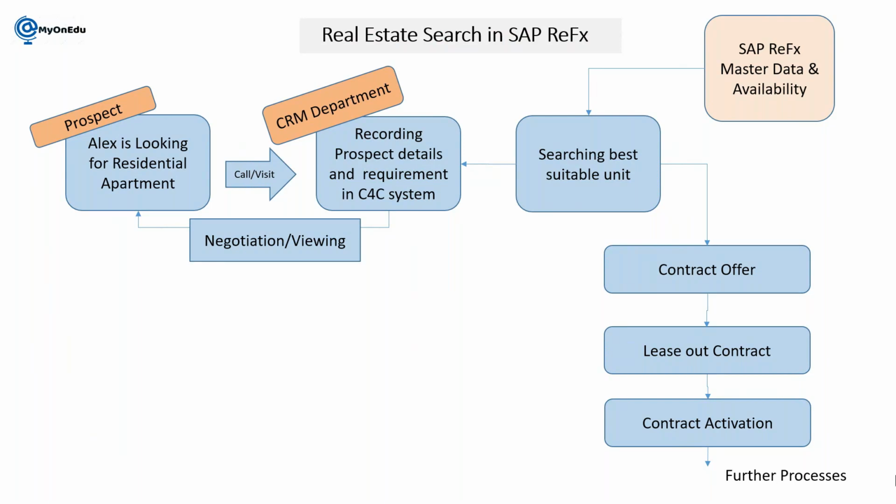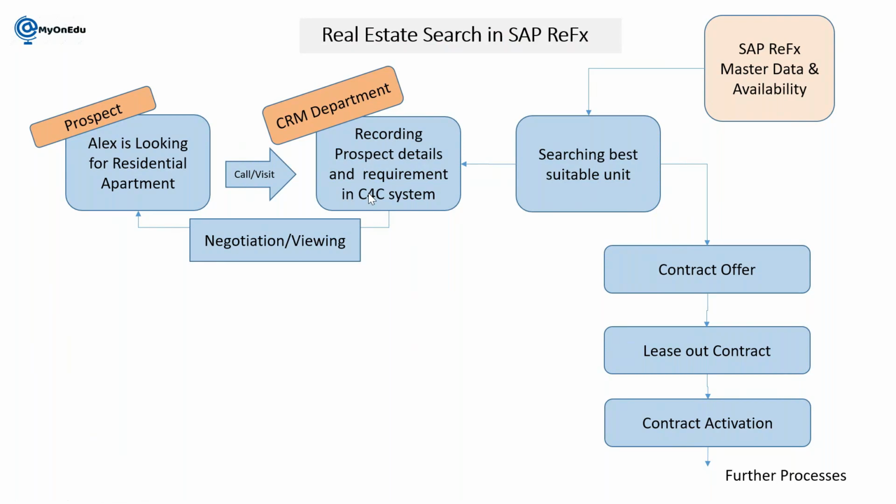Here we have one object called BP, business partner, where you can maintain your prospective customer details, with reference to one prospective user role. Once he visits the office, these details are maintained here in the BP. BP is a cross-module object. The same BP is used in PPM, REFx, CPM, CRM, everywhere. Once he comes, we maintain all these details, and we use CRM.